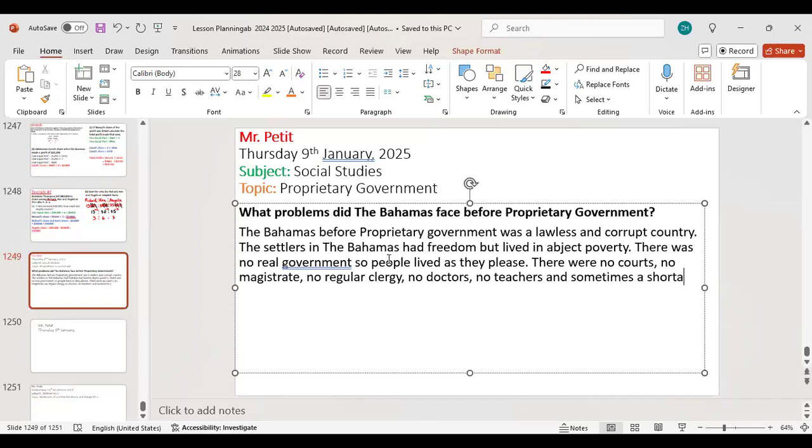a shortage of women. Mr. Petit, that's supposed to be abject, not object, poverty. Abject. Okay.